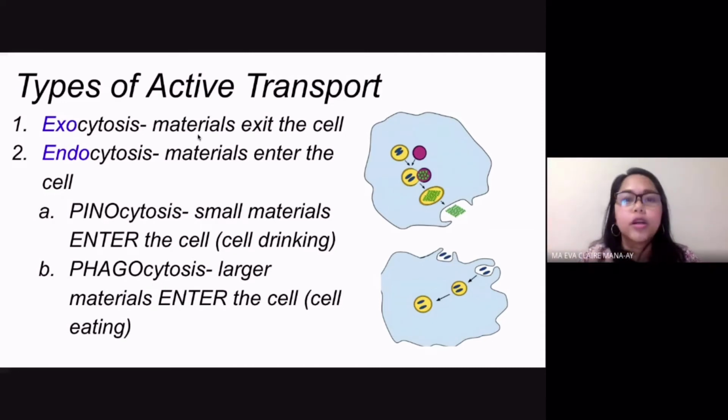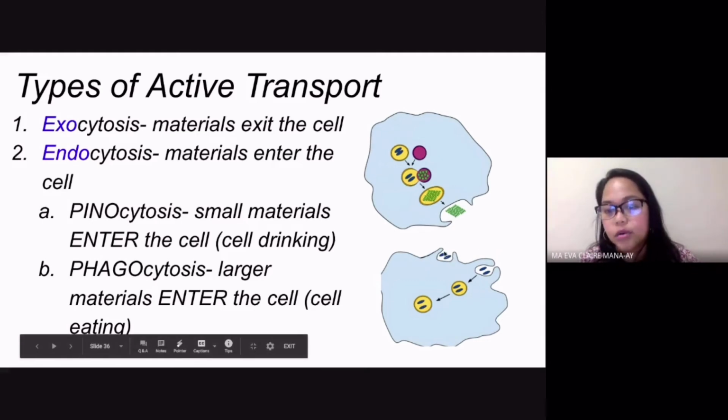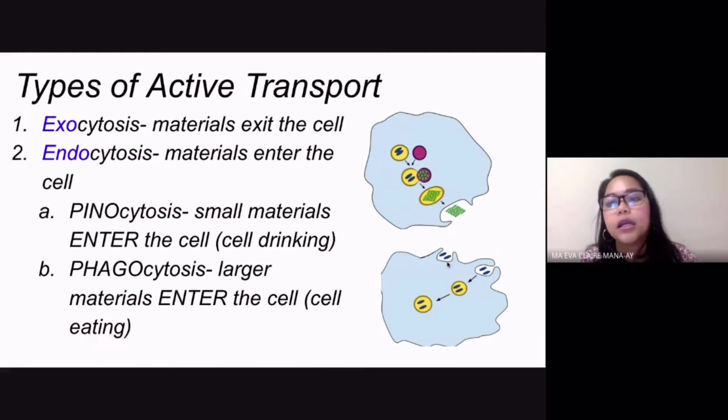So this here is an example of your exocytosis. Materials inside the cell are expelled outside. Now for your endocytosis, again, endo means going inside. So here materials enter the cell. Here is an example of your endocytosis. Materials from outside are going to be engulfed by the cell. The cell membrane is going to be forming vesicles, and those materials are going to be transported inside the cell.